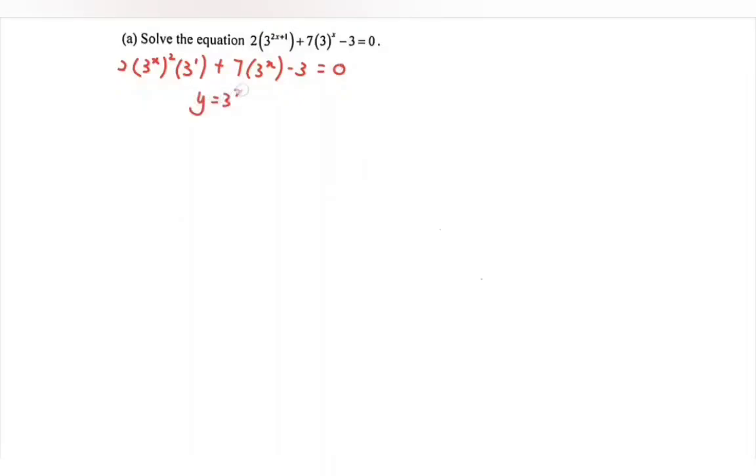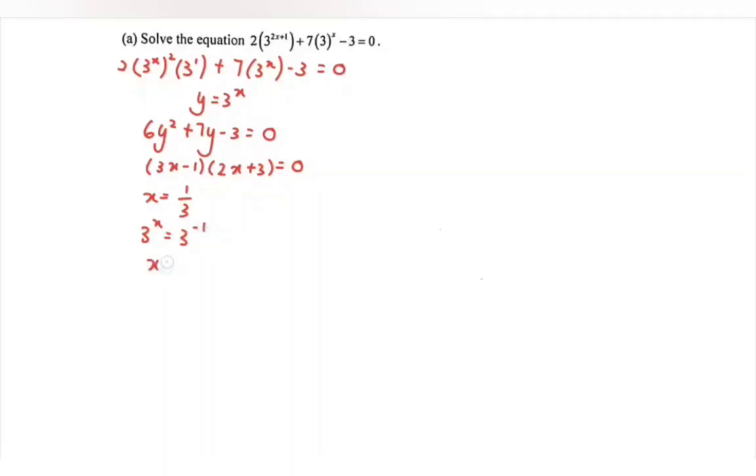Let y equal 3 to the power of x. So in here, we have 6y squared plus 7y minus 3 equals 0. Kindly factor out the situation. We have (3y minus 1)(2y plus 3) equals 0. So y will be equal to 1 over 3, where 3 to the power of x equals 3 to the power of negative 1. So x will be equal to negative 1. Another one, we have y equals negative 3 over 2. So 3 to the power of x equals negative 3 over 2. If we log both sides, we notice that the right hand side is invalid. So we can say x equals negative 1 satisfies the equation given.